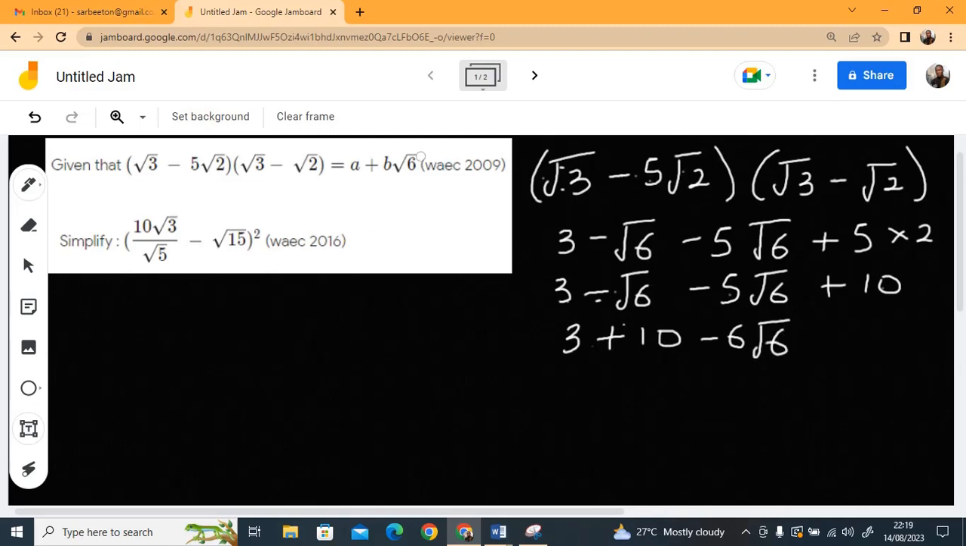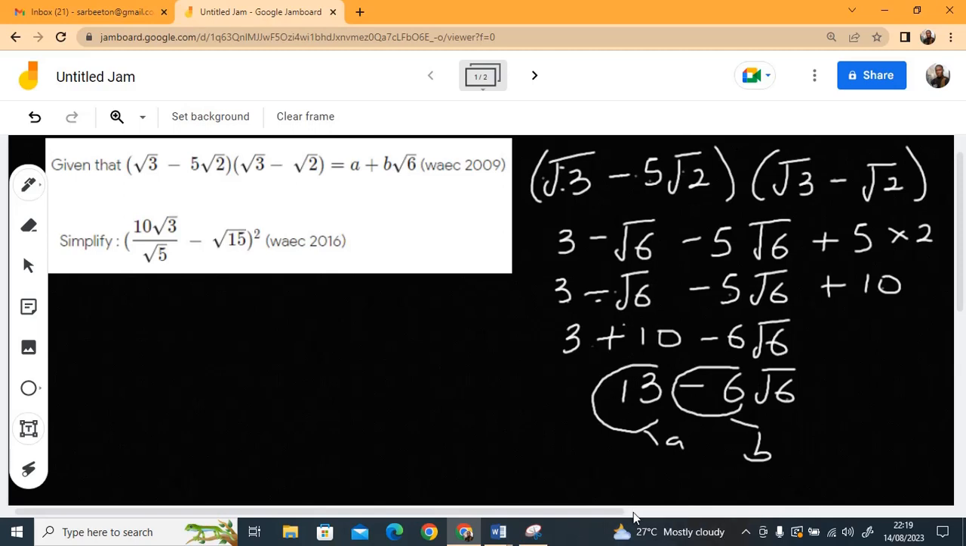Now this expression has turned to this one. So my A here is 3, my B is plus 10. Adding 3 plus 10, that is 13, you have 13 minus 6 root 6. So your A is 13, and your B is minus 6. You can see there is a root 6 here and there is a root 6 here, so the rule is satisfied already.